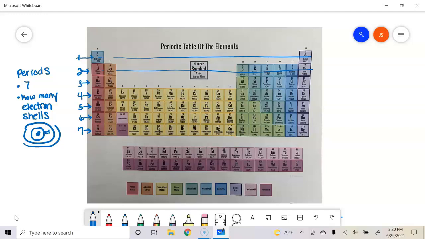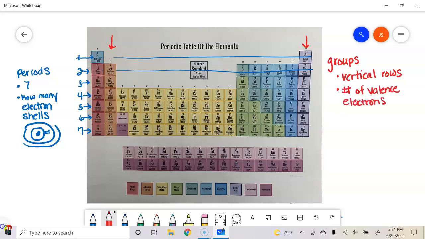And these are our horizontal rows. Now let's look at going up and down. Going up and down in columns, we call these groups. Groups are vertical rows, and these are going to be important because they're organized based on the number of valence electrons.